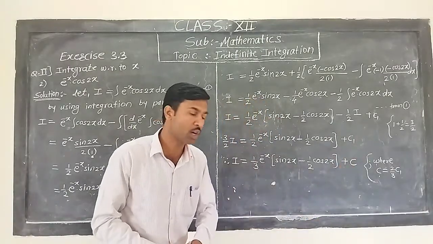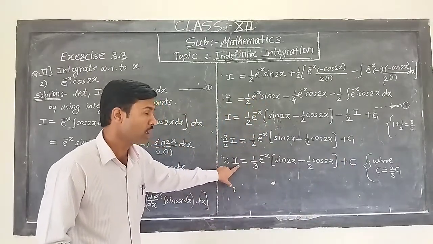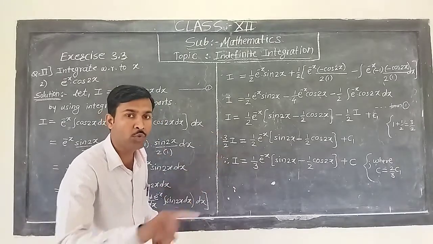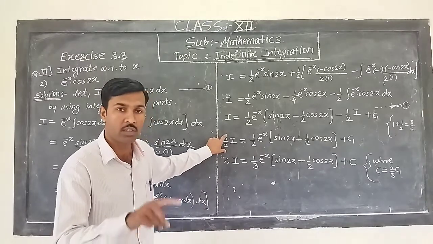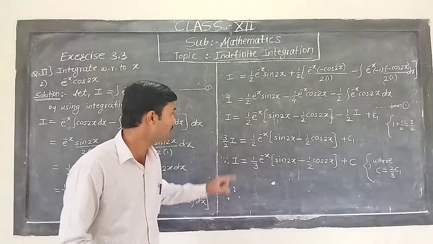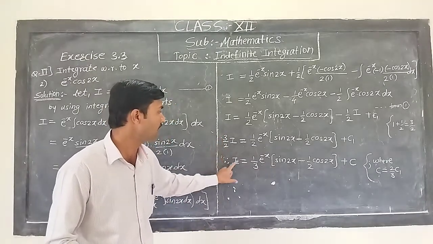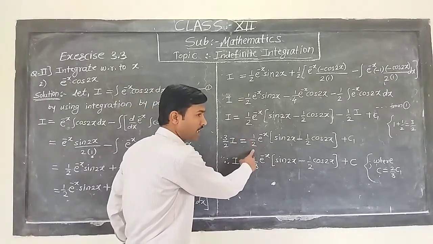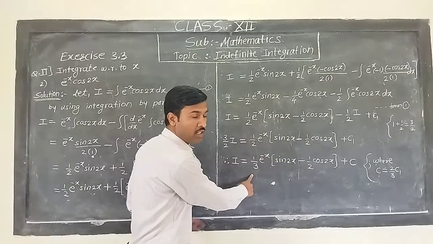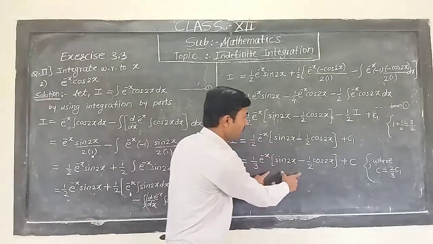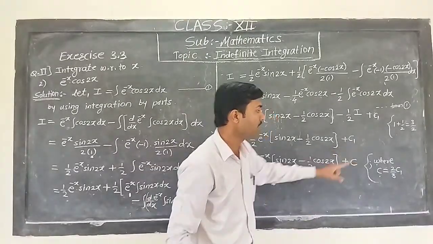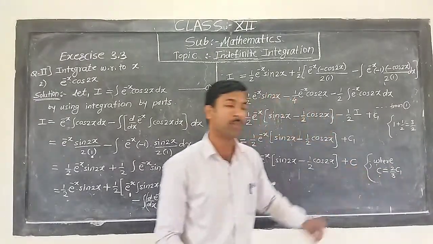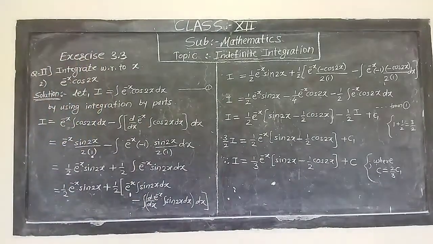We have to find the answer for I, therefore I is equal to, multiplying both sides by 2 by 3, so that 2 will get cancelled and 1 upon 3 will remain, so this term remains as it is, plus, and if we multiply by 2 by 3 here, it will be 2 by 3 c1, which I have taken as capital C. Here is the solution for this problem.